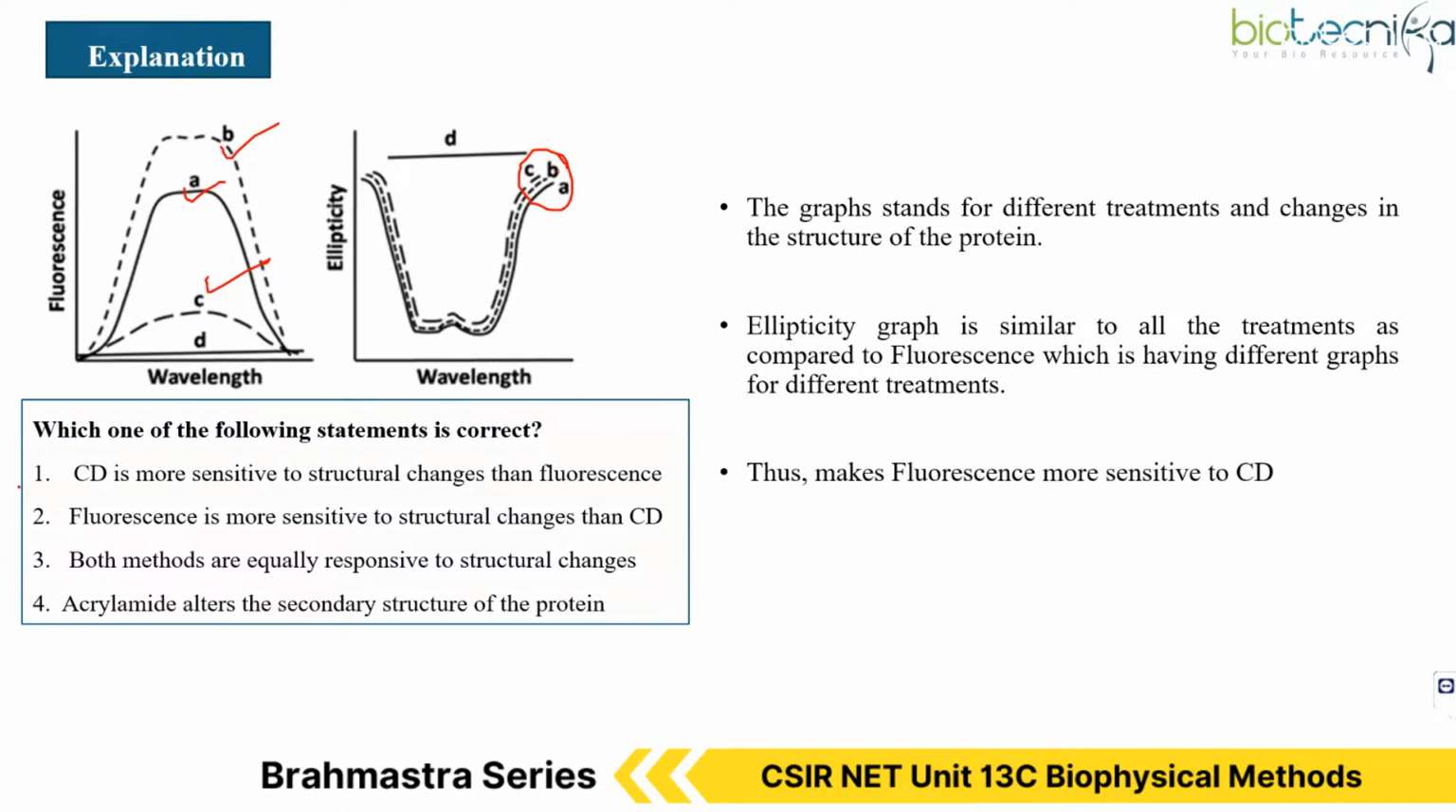So I told you 1 and 2 are contradictory. So the answer is option 2. Why? Because we can definitely see different graphs on different treatments, which is not seen in the case of the ellipticity graph of circular dichroism. So the answer here is option 2, and both are equally responsive. This is again incorrect. Based on the data given, answer 2 is most appropriate.